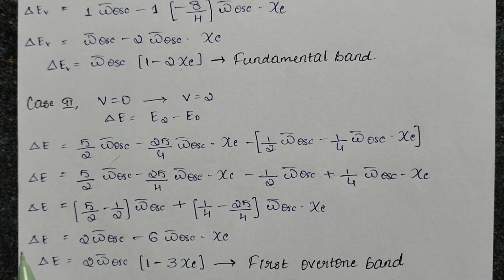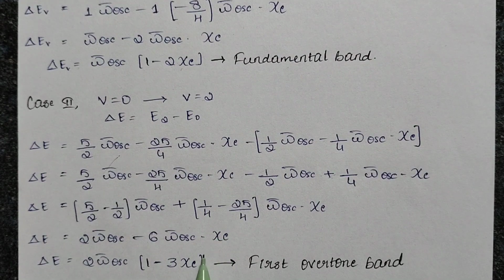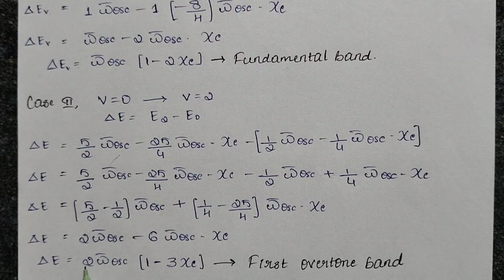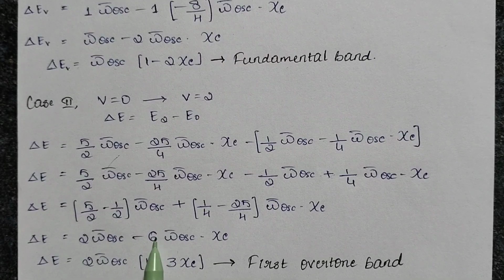And on further evaluation, we'll get delta E is equal to 2 omega dash oscillation minus 6 omega dash oscillation into Xe. On further evaluation and taking out the common, that is 2 omega oscillation into 1 minus 3 Xe, which gives the value of first overtone band. So when we take 2 as common, the remaining part is 1, we have written 1, and 2 3s are 6. Since we have taken 2 as the common term, the remaining term will be 3, and therefore 3Xe. So the common term which we have taken here is 2 omega dash oscillation, and here we can see the remaining part, that is 1 minus 3Xe. So this will be the value of the difference in energy delta E, which is the first overtone band expression.